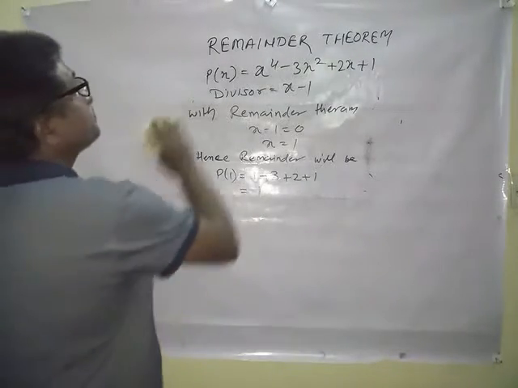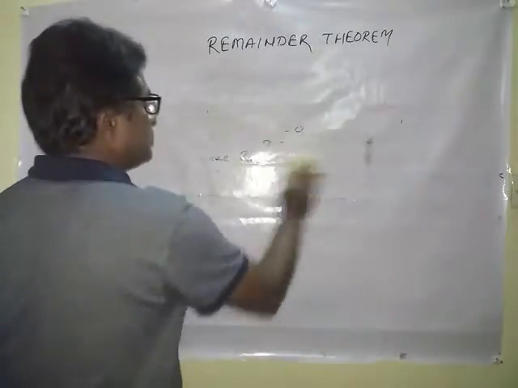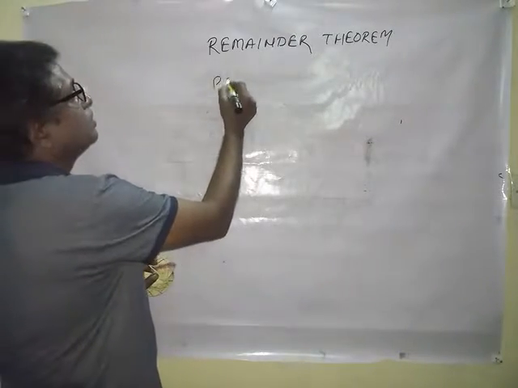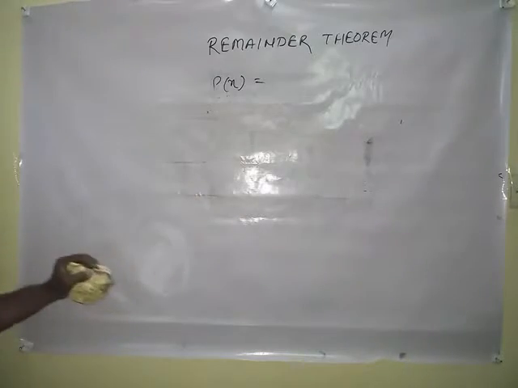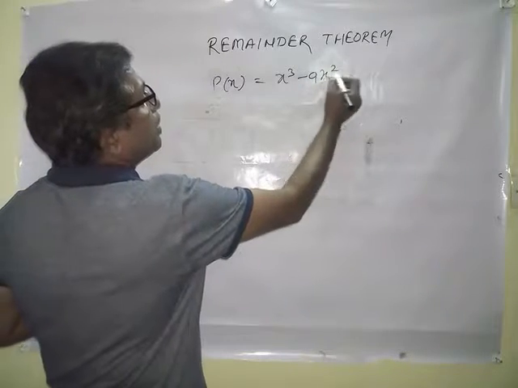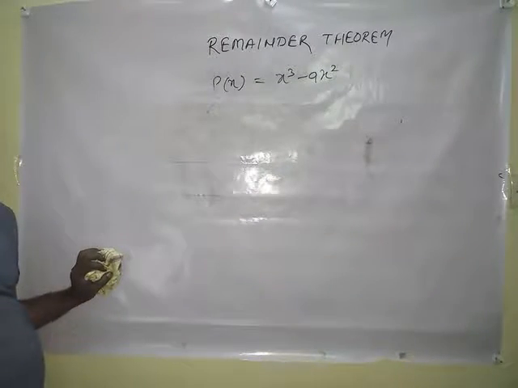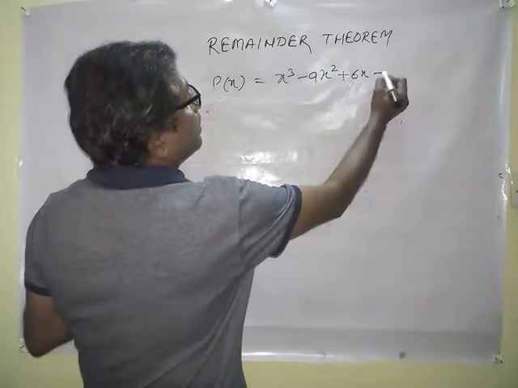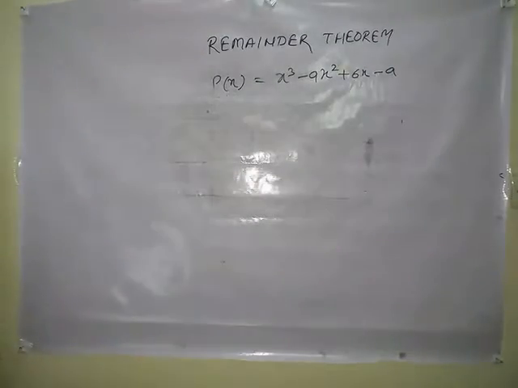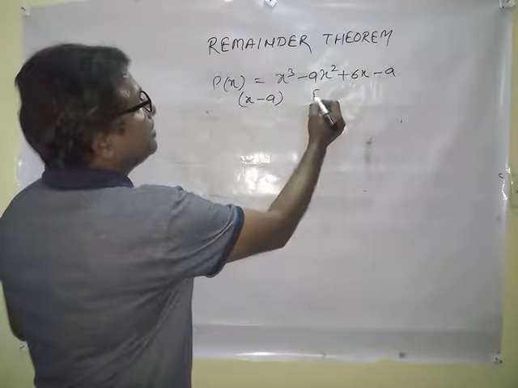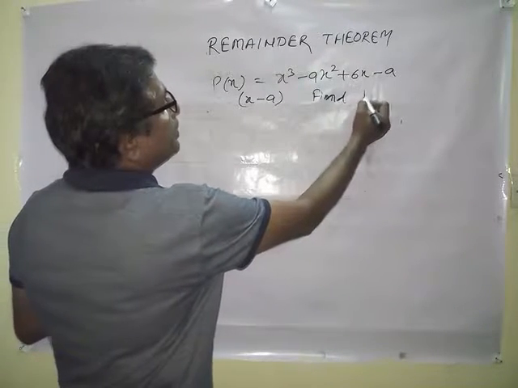Similarly, you have been asked to find out, if an equation is given P(x) is equal to x cube minus a x squared plus 6x minus a, which is divided by x minus a, then find the remainder.